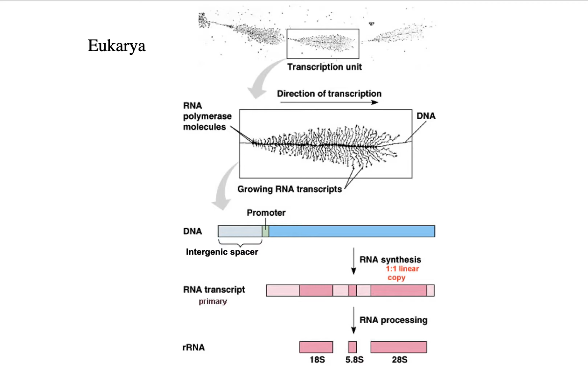And then the 18S is incorporated into the small ribosomal subunit, and the 25S or large subunit and 5.8S are incorporated into the large ribosomal subunit. And together those make a functional ribosome.